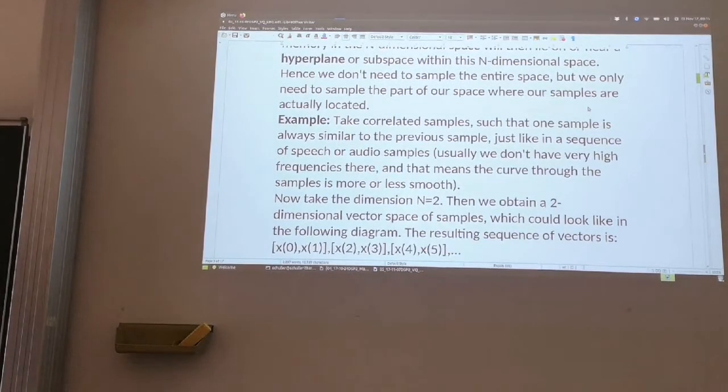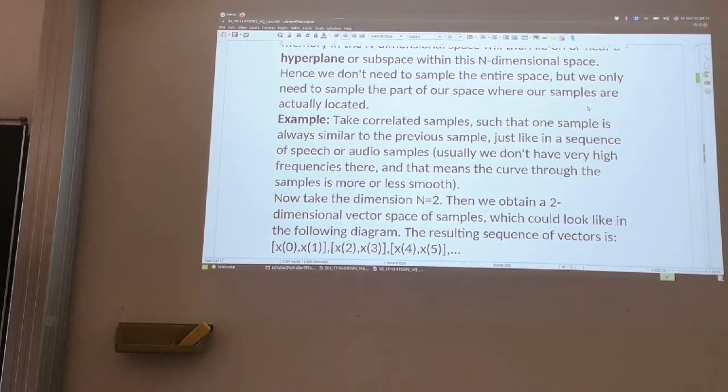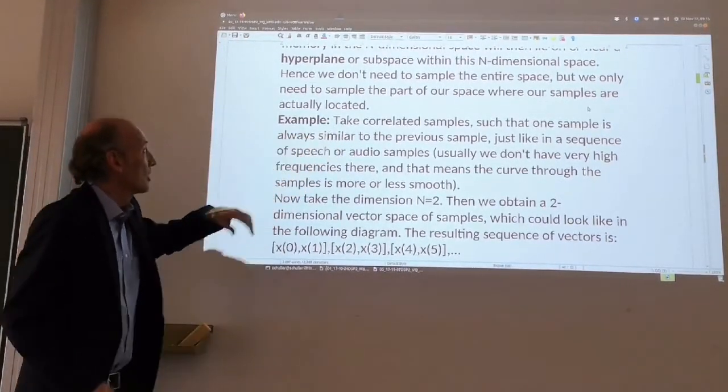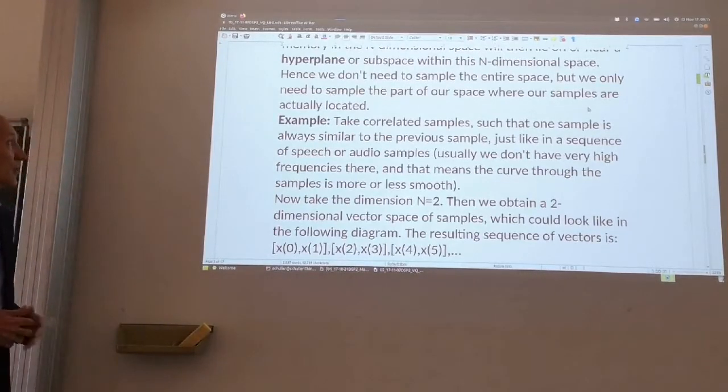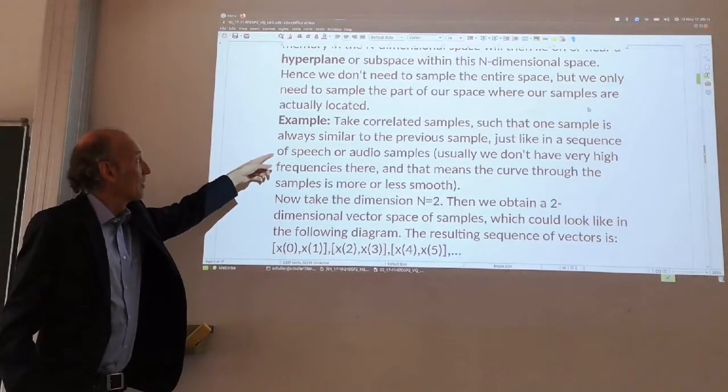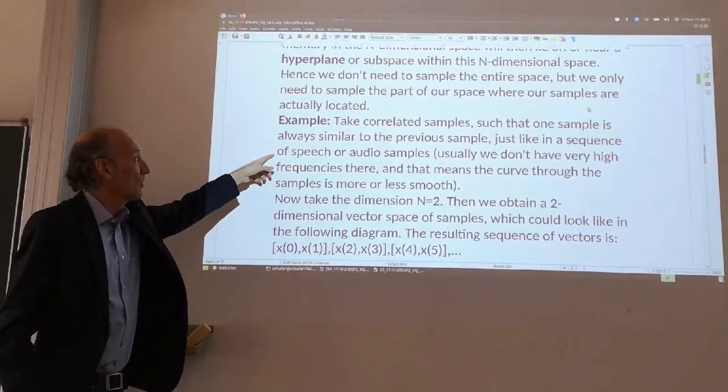If we concentrate our sampling points on those hyperplanes, then they are closer together, which means less distortion. So, for example, we can take correlated samples, such that one sample is always similar to the previous sample, just like in speech or audio samples.